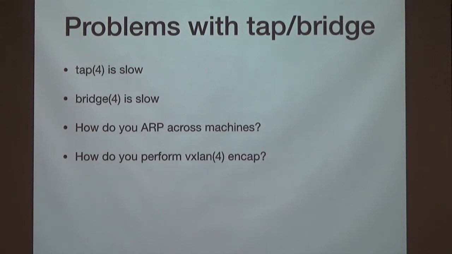But they're insufficient for what I will call commercial virtualization. The other one is like, how do you ARP, right? If you've got this overlay network and you've got a guest running on server A and a guest B on server B, how do you potentially pass traffic between the two, right? How do you perform some form of an ARP lookup? How do you do your VXLAN encap?